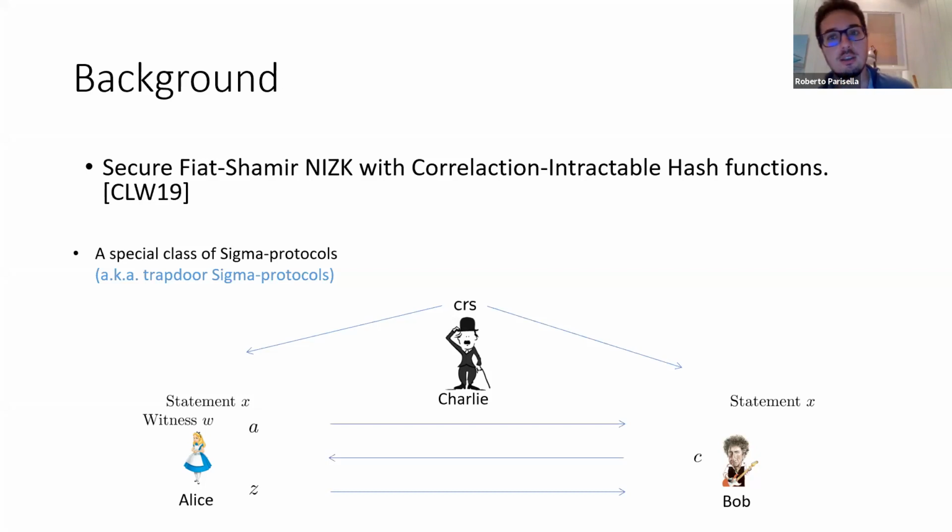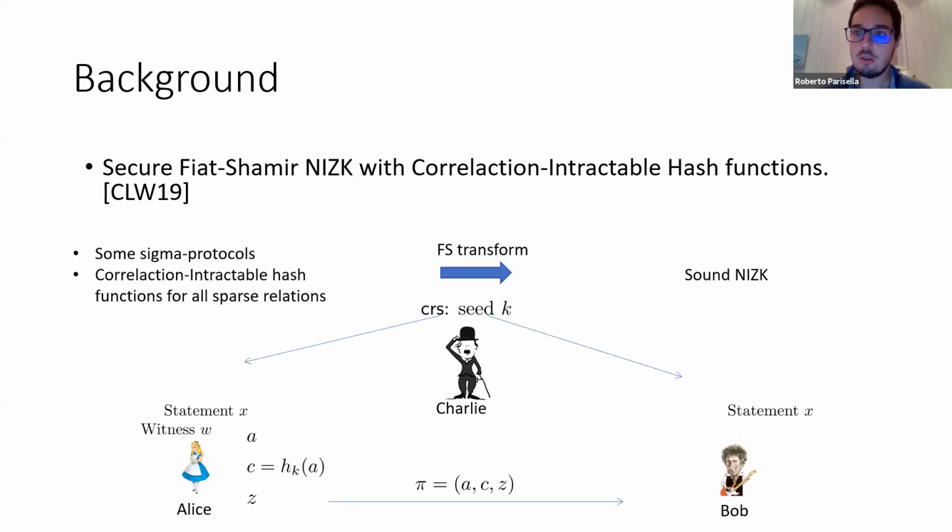Canetti, Lombardi, and Weeks work with a particular class of Sigma protocols defined by having a property called trapdoorness. And they use this protocol to instantiate a non-interactive zero-knowledge argument via the Fiat-Shamir transform, which I recall here in the slide, is a general transform to define a non-interactive argument from any Sigma protocol using a hash function and letting the prover compute the second message, hashing the first message.